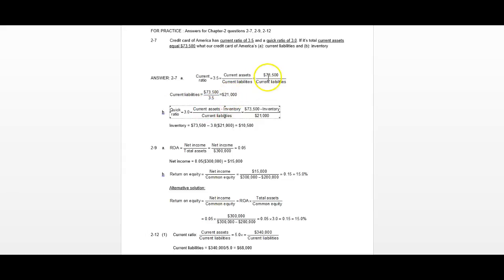Here now we have the current liability of 21,000. We know the current assets are 73,500. They've given us a quick ratio of 3.0, and now we can solve for inventory, and the answer will be 10,500.